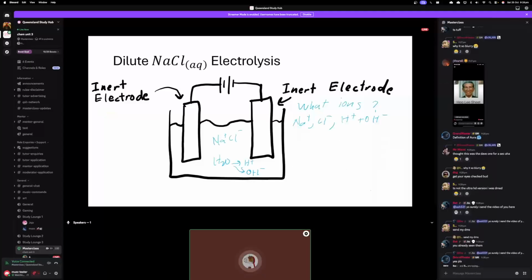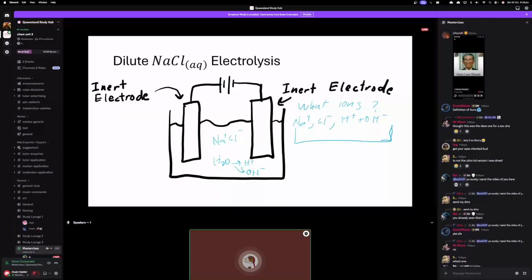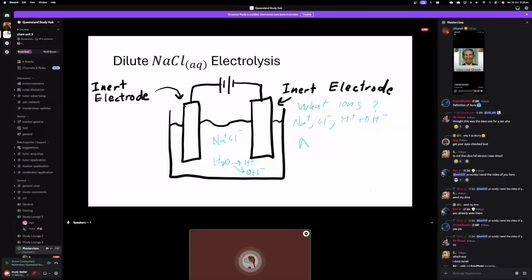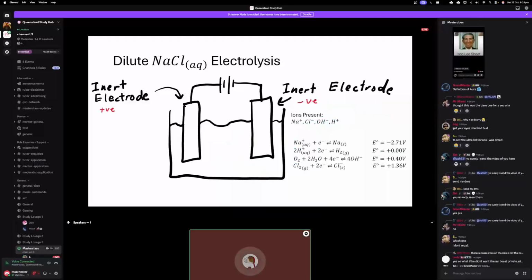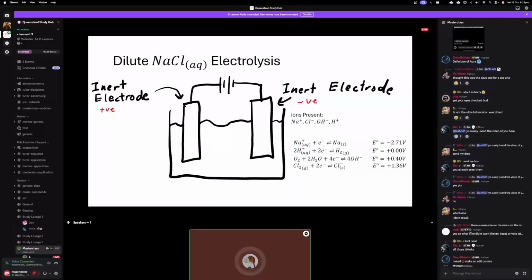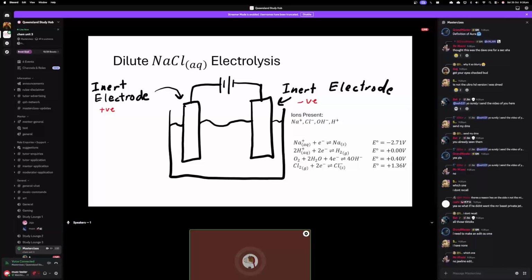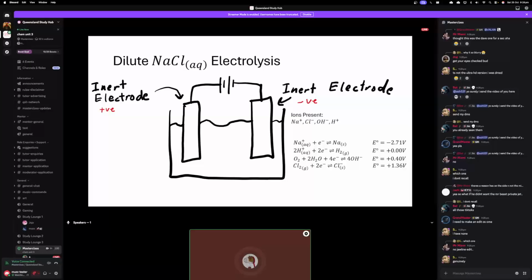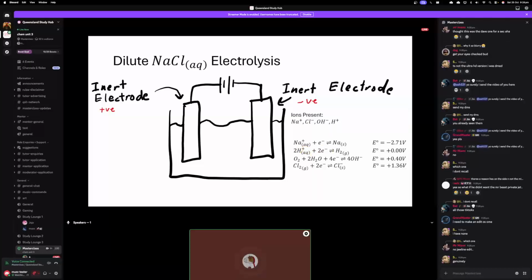So from these ions present, let's write all the half equations that are possible. This is all the half equations that are possible with these ions only on one side. So you can see here we have Na plus with some electrons. Here we have H plus with some electrons. Here we have OH minus on the right, and we have Cl minus on the right.